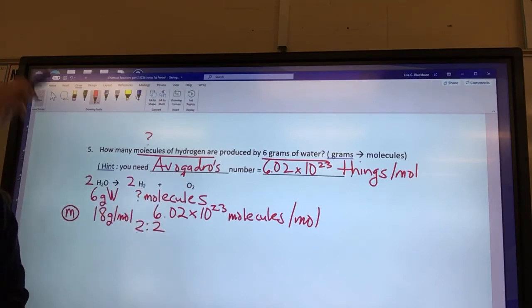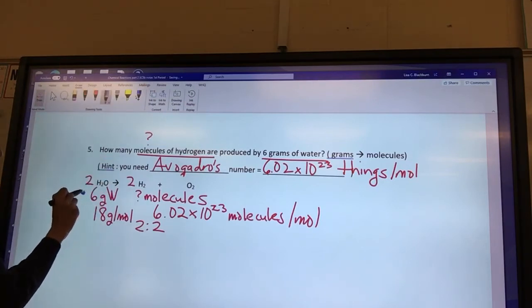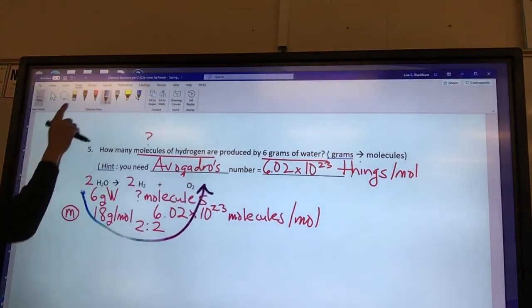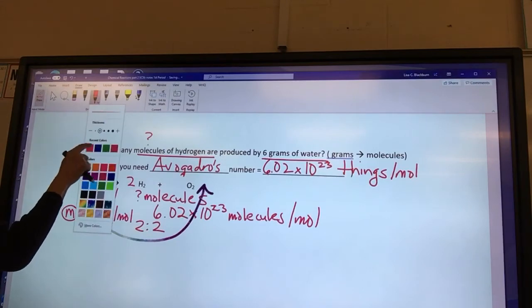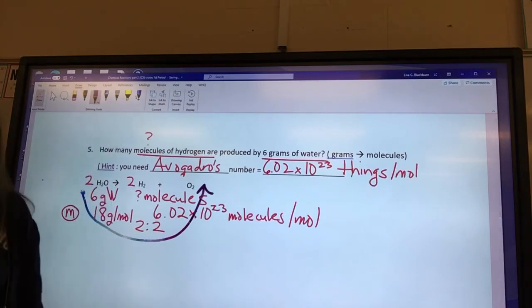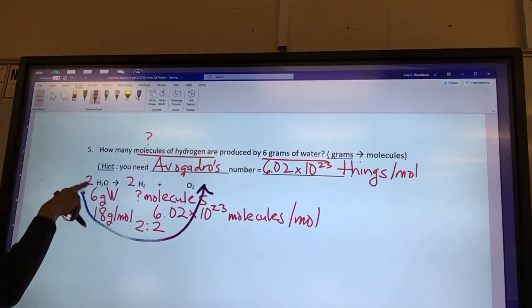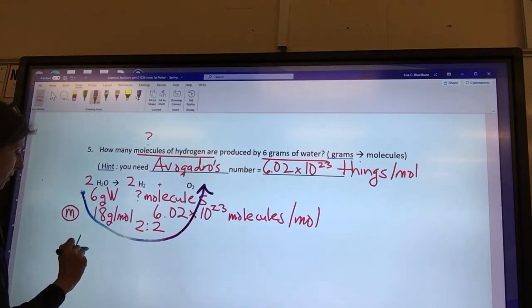Okay, what do we do next? We make our U, so we'll make it pretty again. We start with what we know, put a dot there, draw your arrow around to what you don't know. We'll change the color of the ink here. And now, we're ready to do the math. What do we write first? What we know, which is 6 grams of water.